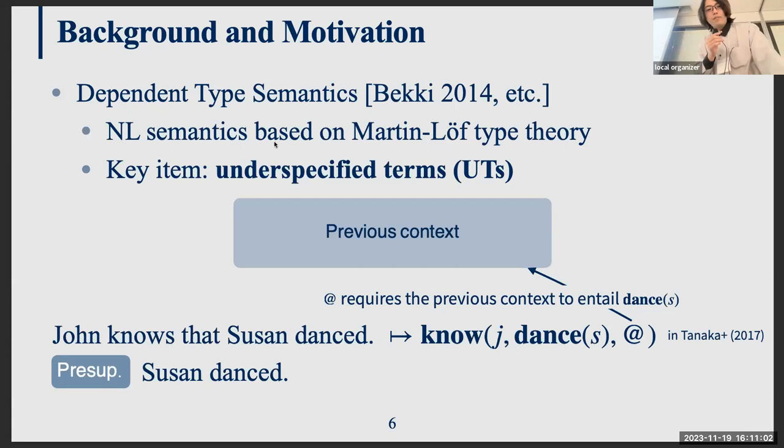Suppose someone says that John knows that Susan danced. It is presupposed that Susan danced. And in DTS, the first sentence is represented as follows. The @ sign in the representation is an underspecified term. This sign requires the previous context, the common ground, to entail that Susan danced. So that presupposition is predicted. And this is a general explanation.